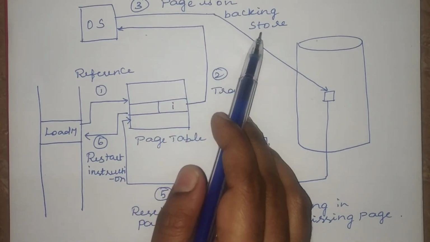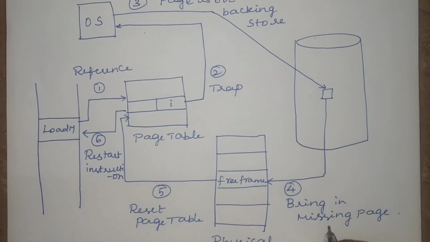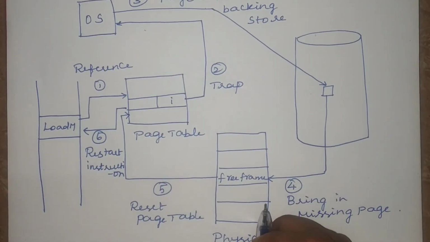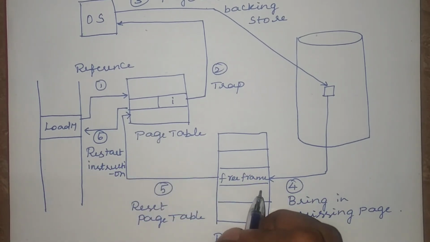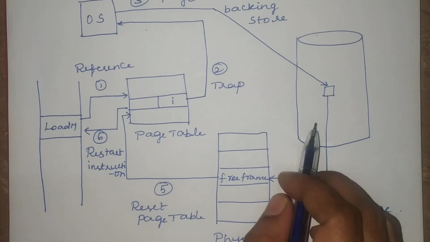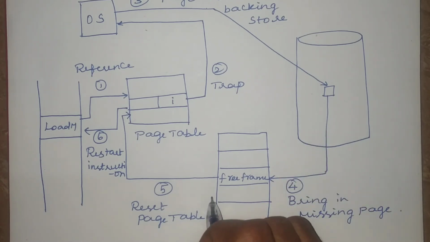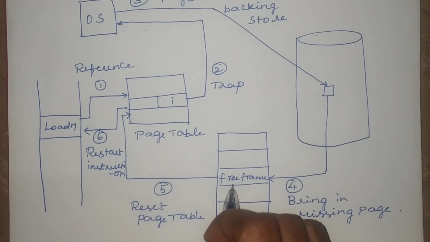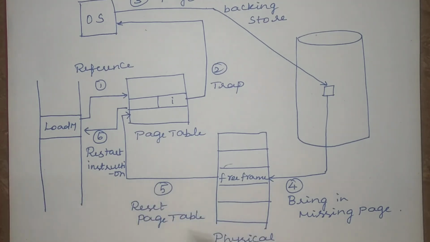So checking that page in the secondary memory is the third step, and in the fourth step, it will transfer that missing page into the physical memory. Already we referred that the page is not available, so we are checking. The OS will check whether it is available in secondary memory. If so, then it will transfer that page and place it in physical memory, wherever free space is available. And what is step 5?